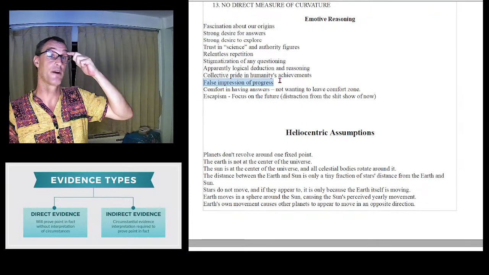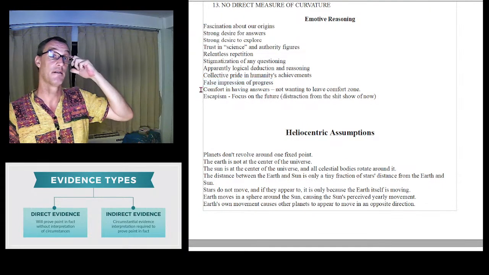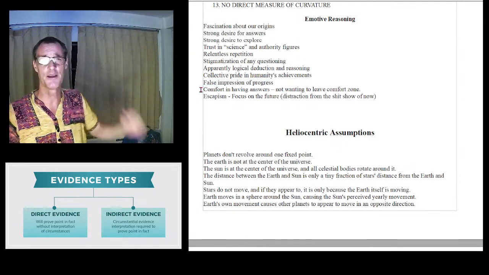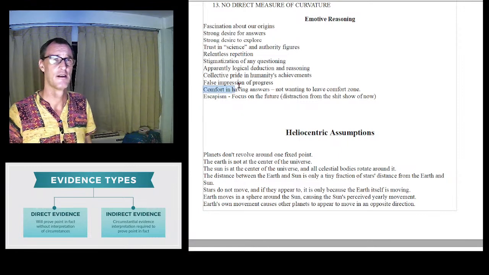A false impression of progress. Okay, like I said, we're still shooting Elon shooting rockets up in the air just the way they used to. They haven't worked out an anti-gravity device yet. Come on. There's comfort in having answers, right? Not wanting to leave the comfort zone.